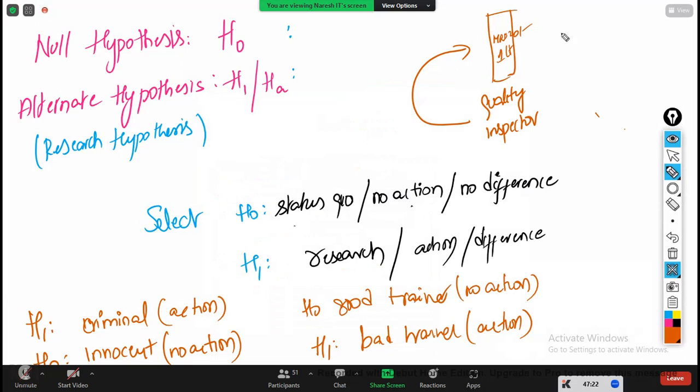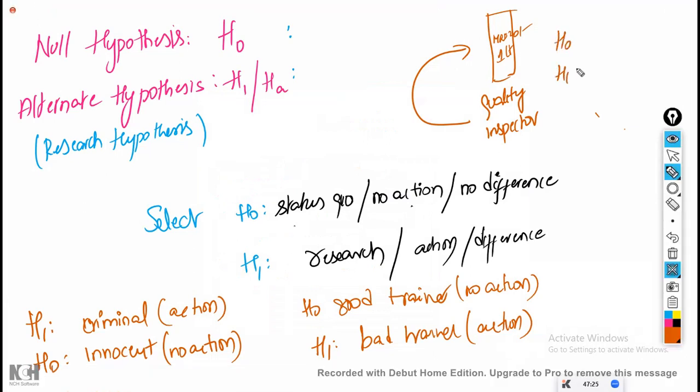Now, for him, what is the null and alternate hypothesis? When is he going to take the action? If the average value is less than 1 liter, he will take the action. If it is greater than, or exactly 1 liter, he will not take the action.